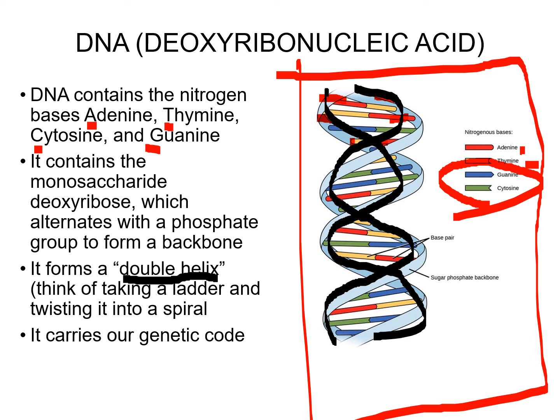So it actually is what we call double-stranded. The A is always best friends with the T. So A's on one strand and T's on the other. And then G is always on one strand and C is on the other.